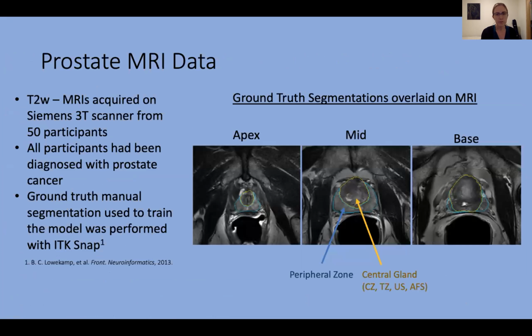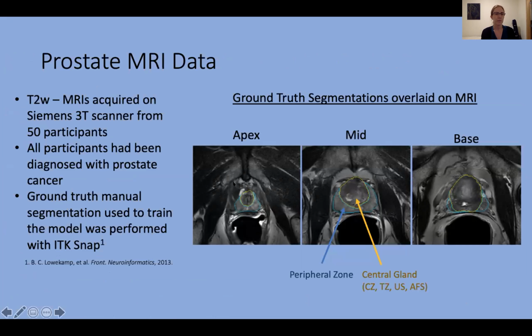So here's just a sample of how the different regions, the peripheral zone and the central gland, can appear at different slices of the prostate. When we acquire data, we take 19 slice scans, and you can see at the apex of the prostate, both the peripheral zone and central gland are relatively small, but as you progress upwards towards the mid region, and then the base, they grow in size.